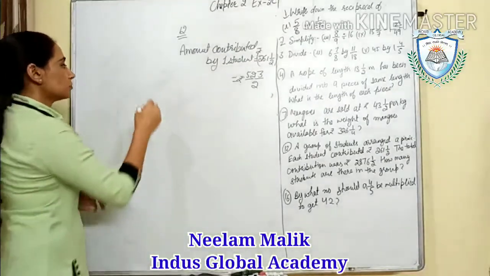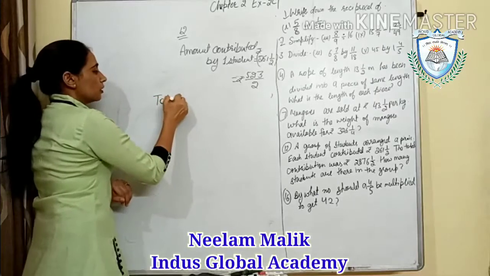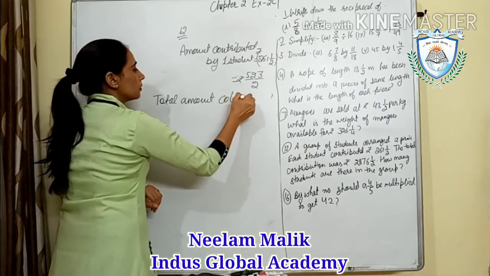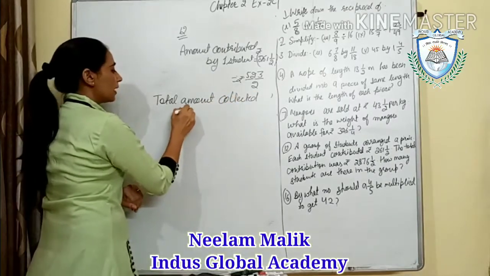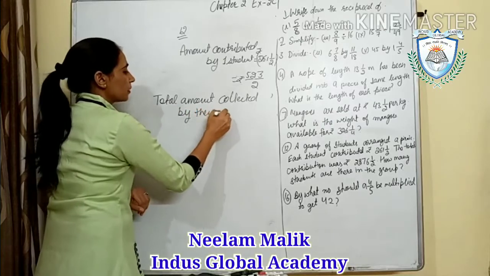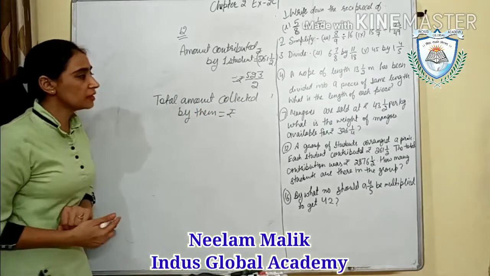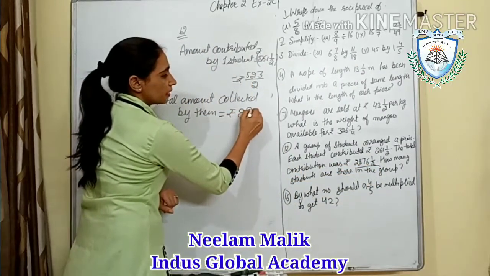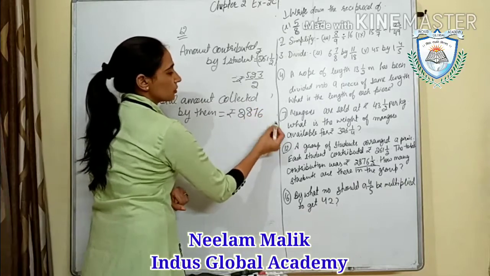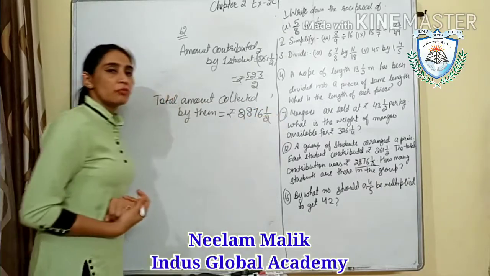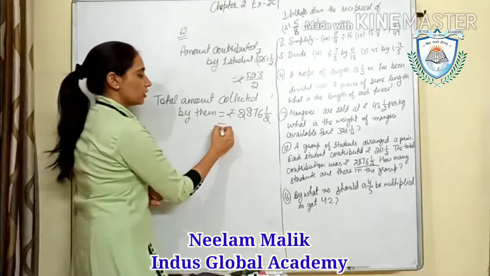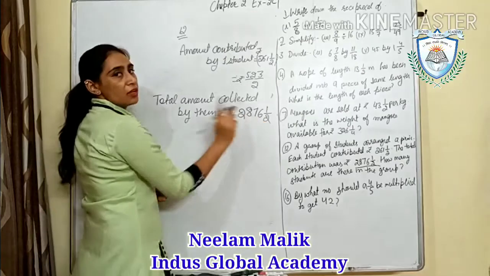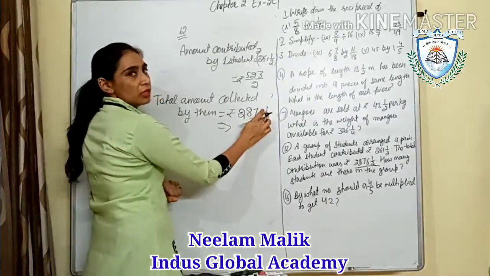Means total amount collected by them. What is that? That is here 2876 whole 1 upon 2. We will convert this into improper. Multiply this and add 1 in that. 6 2s are 12, 1 13. I add 1 to that.